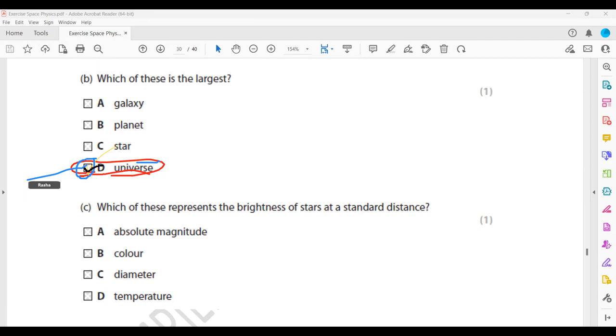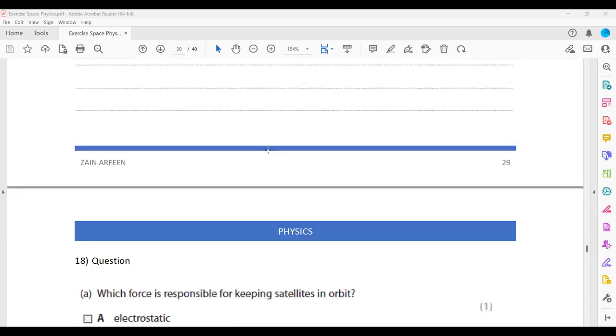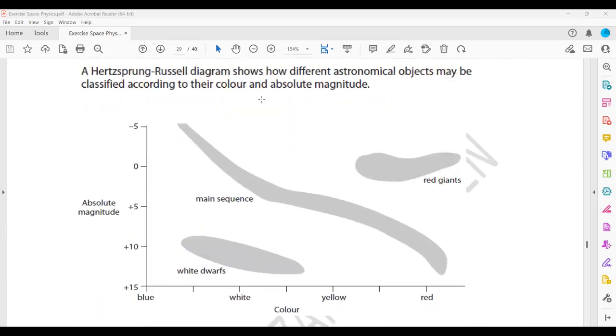Then, which of these represents the brightness of a star? It is referred to as the absolute magnitude. When we say absolute magnitude, it is a comparison. When we compare the brightness of the sun with other astronomical objects, we call that the absolute magnitude. Basically, if you see this one, what will be the position? This is a comparison.